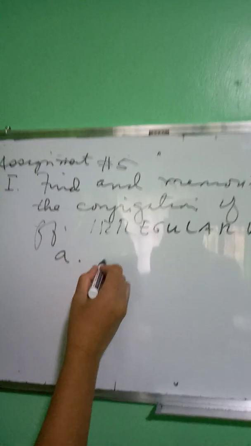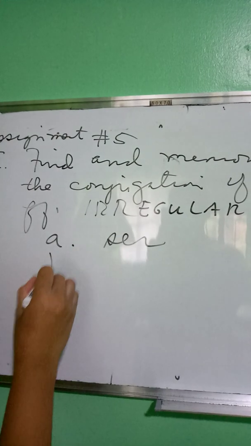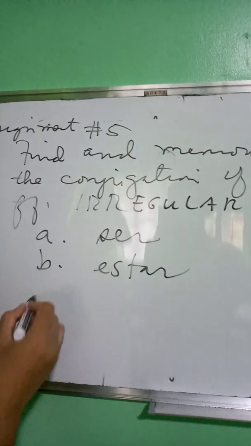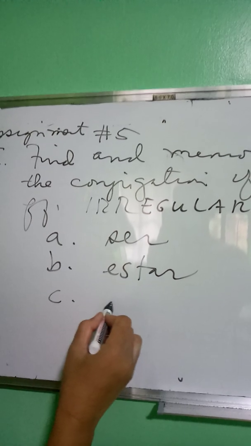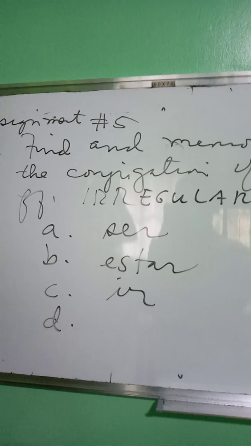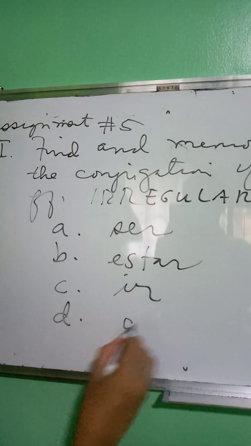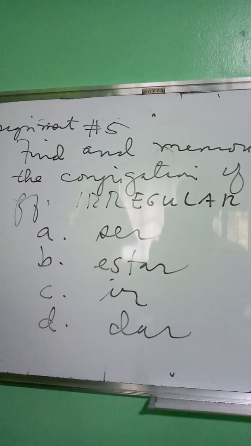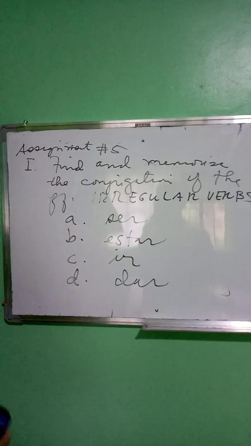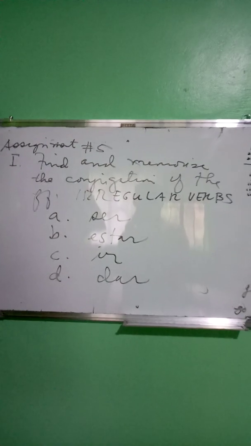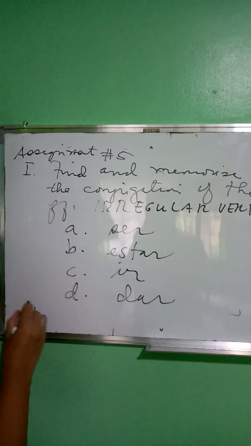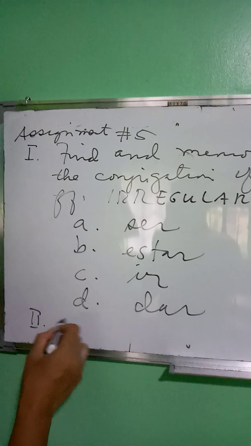So what are these verbs? Letter A would be the verb ser. Then letter B, the verb estar. Letter C would be ir. Ir is to go. Then D would be dar. Dar is to give. Okay, that's Roman numeral number 1. Get that, Miss Nases?